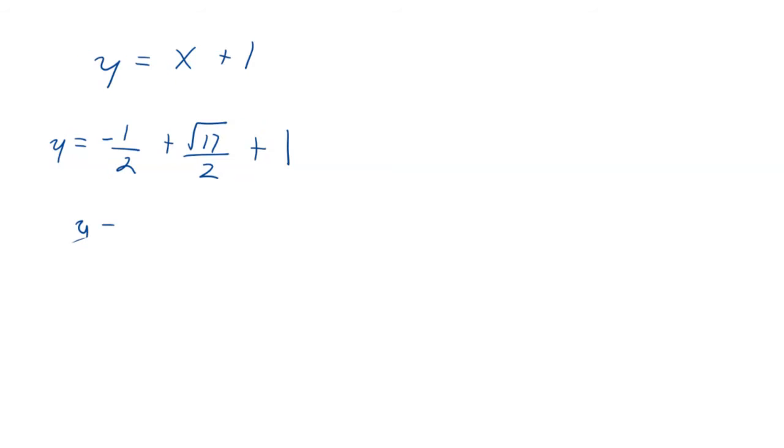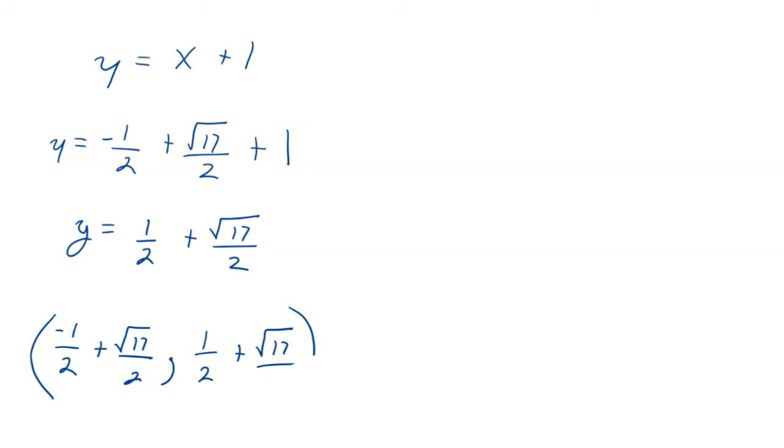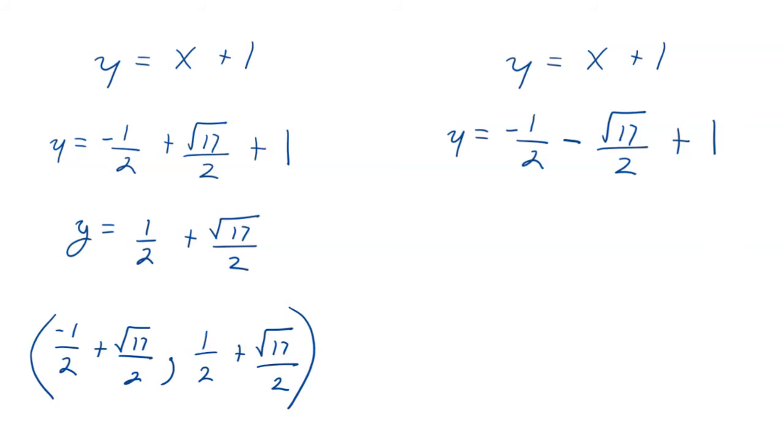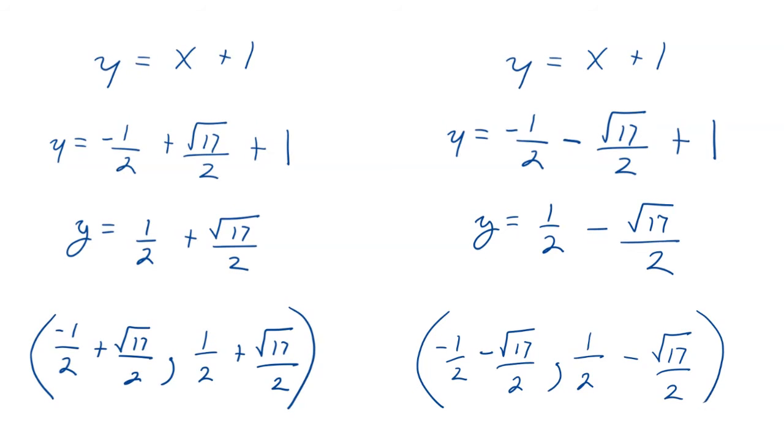Now that we've solved for x, we go back to our linear equation and we substitute in for x to solve for both of the y values. First, we use the plus value of -1/2 plus the square root of 17 over 2 plus 1. And then we use -1/2 minus the square root of 17 over 2 plus 1. And that allows us to solve for the 2 points. Even though they are irrational numbers, we are able to illustrate them.